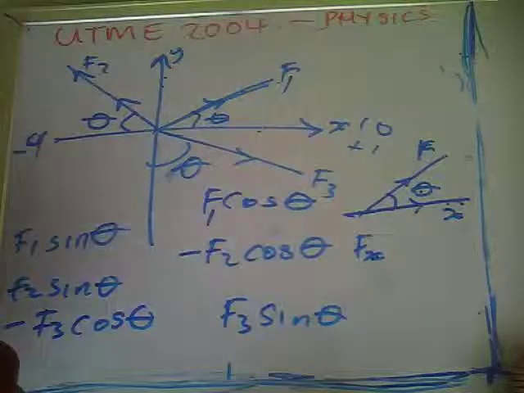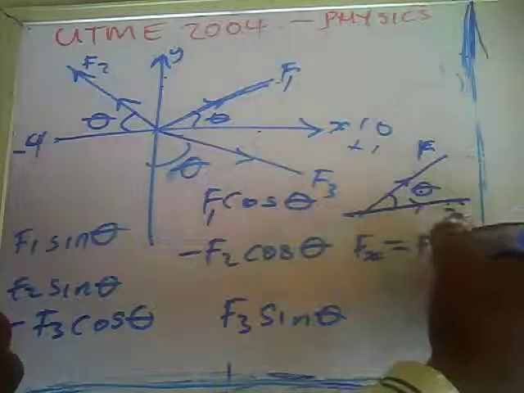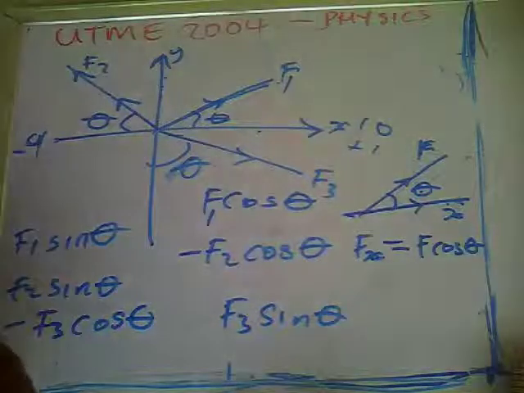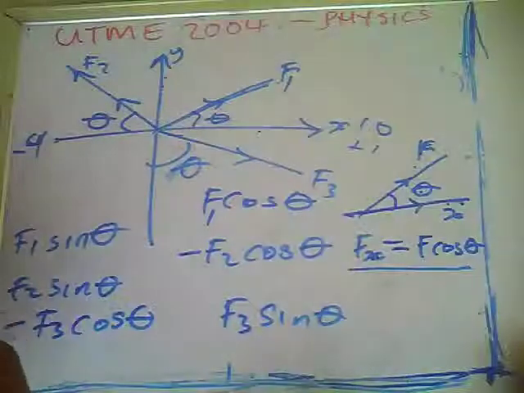Are you getting it? So now finding that, we just pick our F and then we multiply by cosine of theta. So that's F cos theta. That gives us what? The X component of force F.